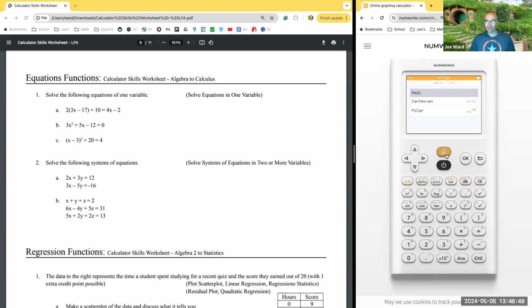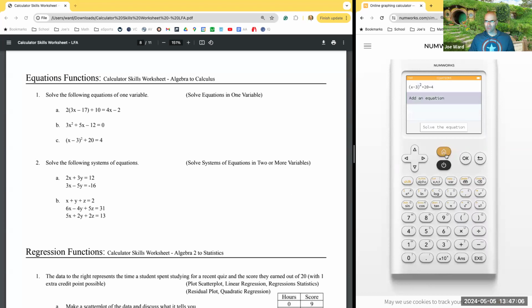Sorry, go to complex format. And you can change this from real, which will only give us real answers, to Cartesian. So this will give us answers that are on the number plane. This only gives you answers on the number line. So if you want answers that are on the number plane, which would include imaginary, we go to that.